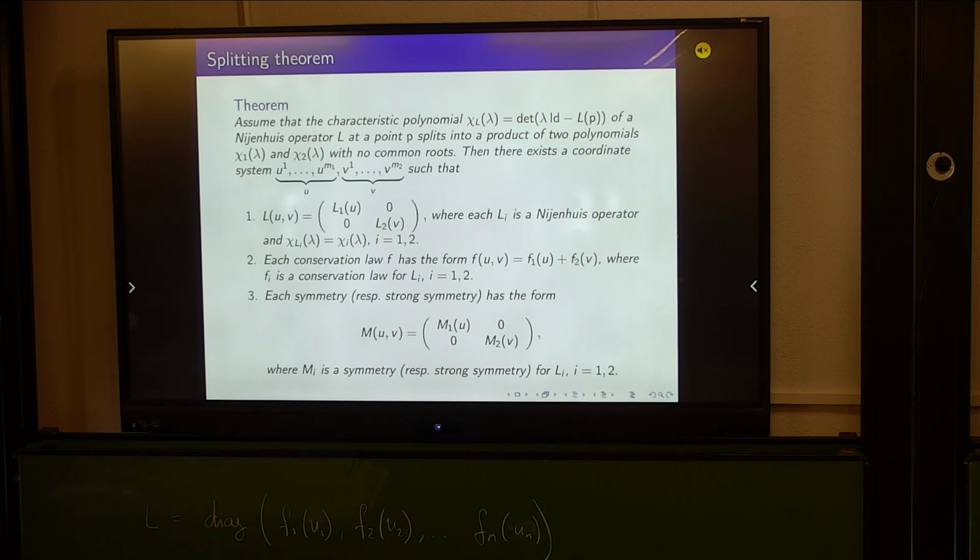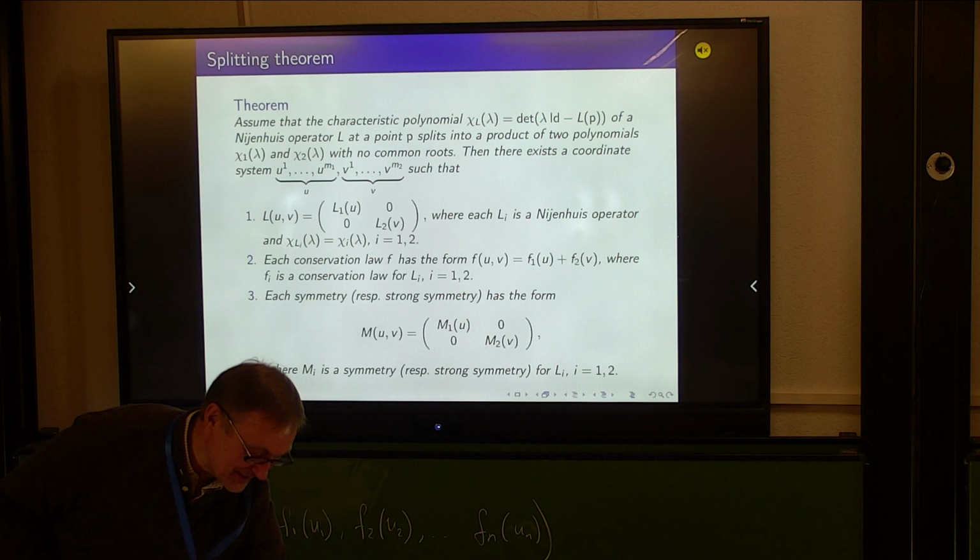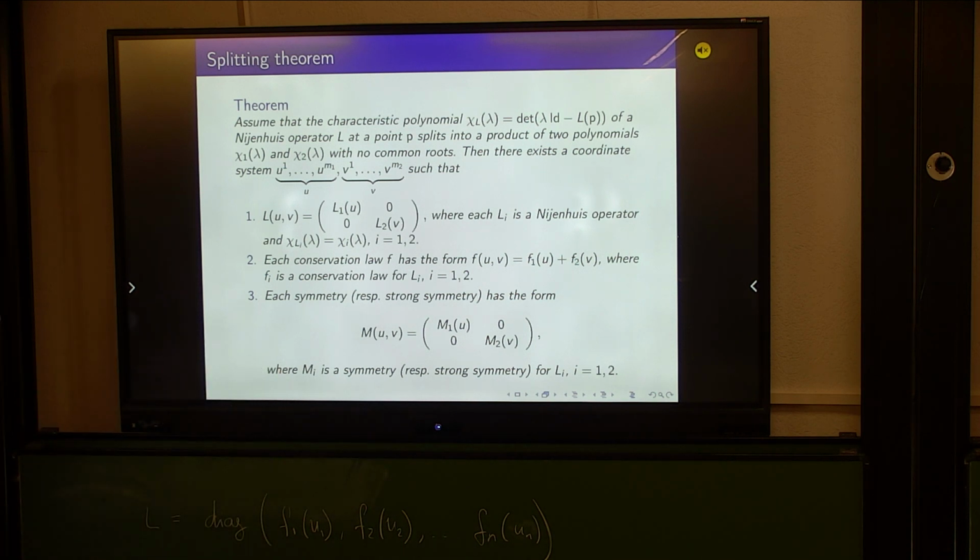Okay. Could I perhaps ask a question? It's rather on one of the previous slides, but in terms of quasi-linear systems, what does the Nijenhuis condition mean? They are integrable then. Not just because they admit many symmetries and conservation laws.